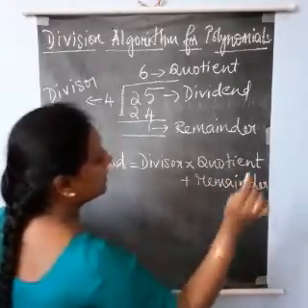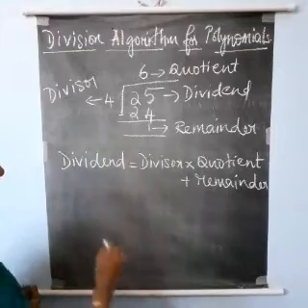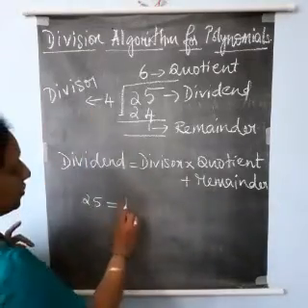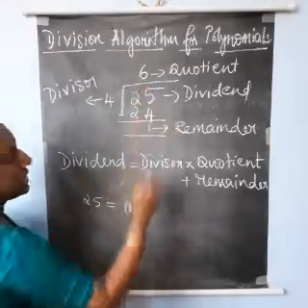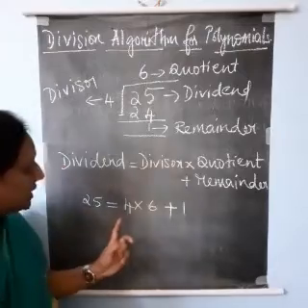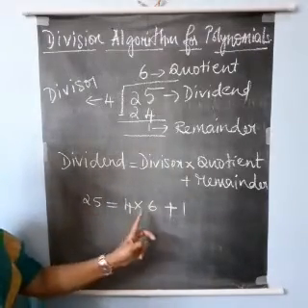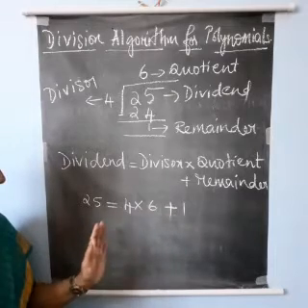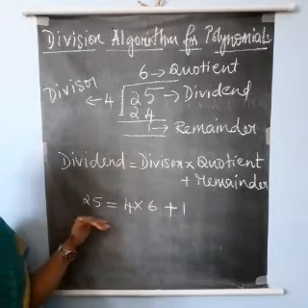Yes, let us see how we can write 25. Now 25 will be equal to, divisor is 4 into 6, which is the quotient, plus remainder 1. Can we write 25 as 4 into 6 plus 1? 4 6s are 24, 24 plus 1 is 25. So this is the division algorithm, right?